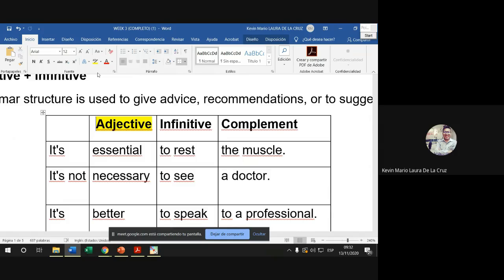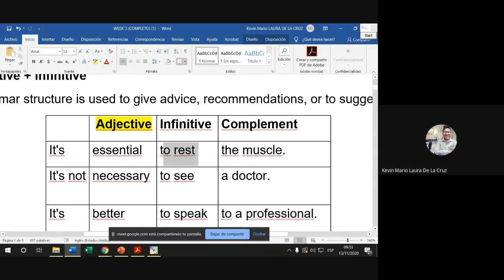Okay, so here, as you see in the sentence, we are going to join the adjectives with infinitive verbs to make a sentence, right? And on the other hand, it is very often used for giving advice, recommendations, and some suggestions to follow. For example, it's essential to rest the muscle.